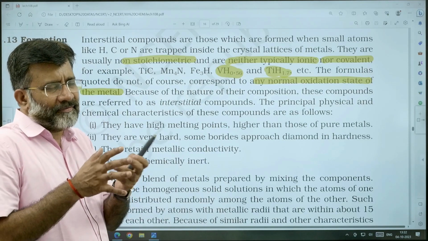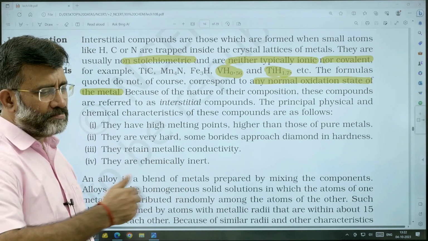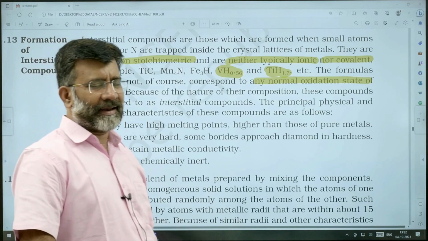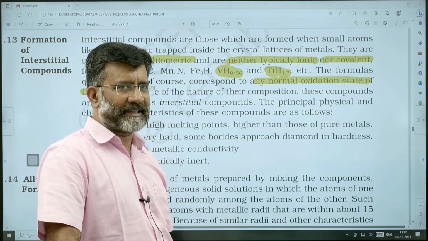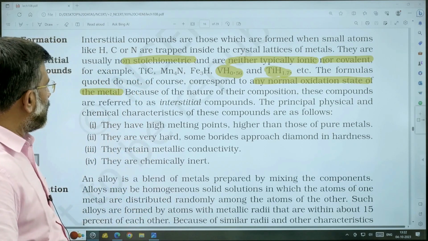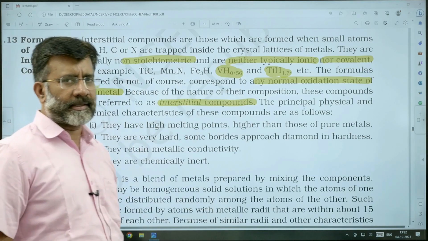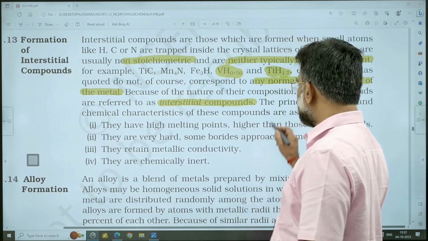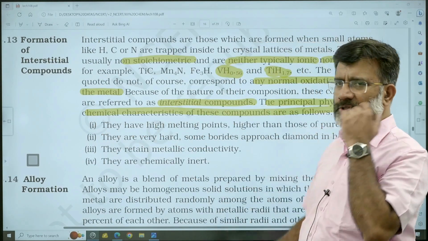You can find a normal oxidation state of the metal. It can be a mixture. It can be some defect, like what we discussed in defects, metal excess and metal deficiency defects, etc. Like that, right? They are called interstitial compounds. There was an old entrance exam question regarding the principal physical and chemical characteristics of interstitial compounds.